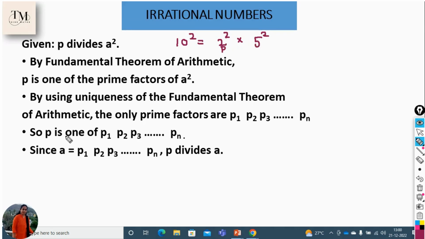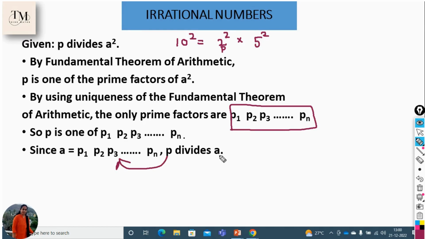So P will be in any one of the form P1, P2, etc., Pn. This P appears in this. So we took A as P1, P2, P3, Pn. Then this P will appear here. So then P divides A.